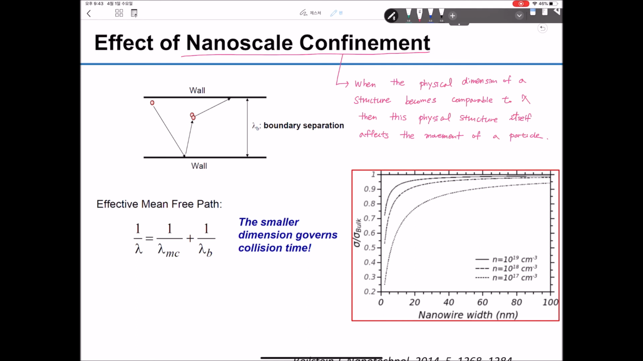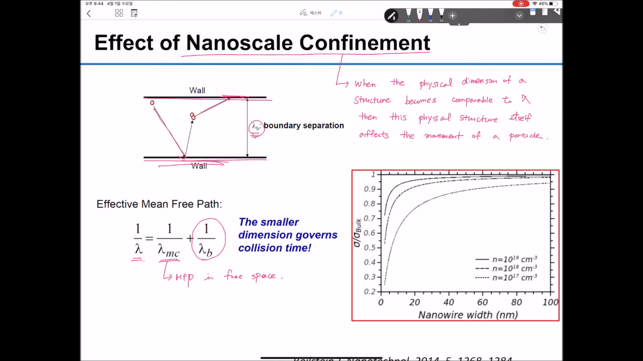that when the physical dimension of a structure becomes comparable to lambda, right? So if a material becomes small enough that a particle collides with its edge or its physical structure itself before making a collision with another molecule, right? So the collision does not happen molecule to molecule, but if the structure becomes too small, the molecule can collide with the structure itself. So if this boundary separation, or wall separation, is lambda_b, the effective mean free path is 1 over lambda_b plus 1 over the mean free path in free space.